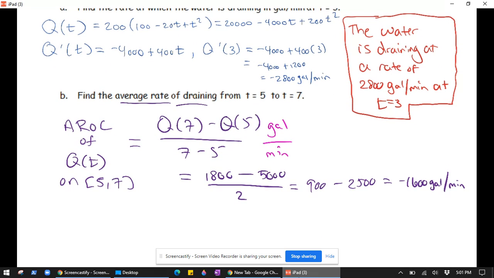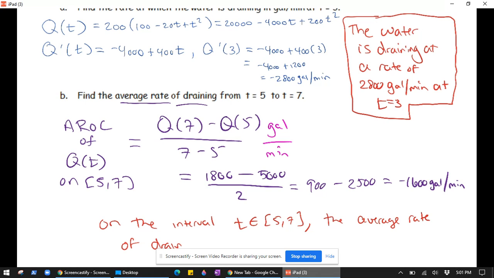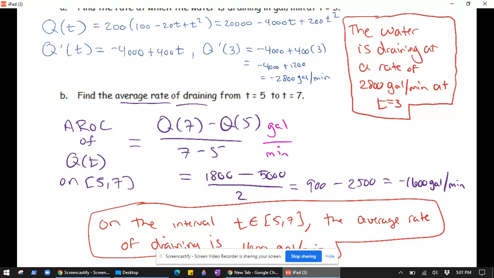And then maybe just to put it in a sentence in a way that would give us full credit, let's say on the interval 5 to 7, the average rate of draining is 1,600 gallons per minute. And again, bearing in mind the word draining is taking care of that negative we see right here.